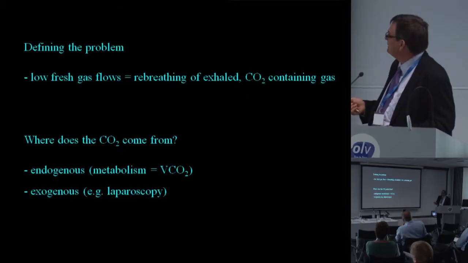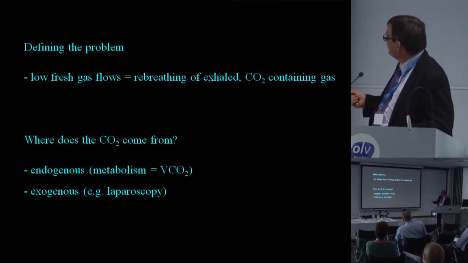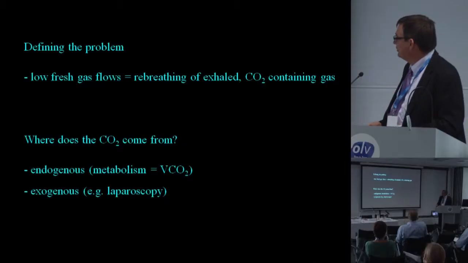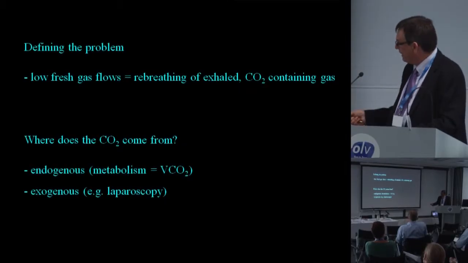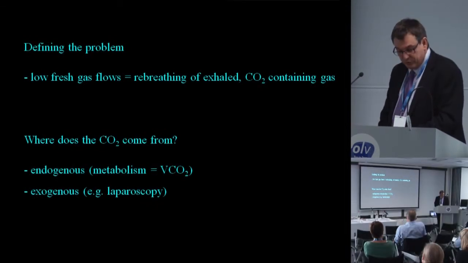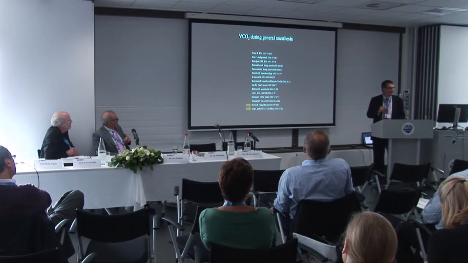What's the problem? Obviously, the lower the fresh gas flow, the more rebreathing there is in the circle breathing system, the more CO2 you will inhale, so the CO2 will rise. Where does the CO2 come from? Well, there are basically two sources, endogenous and exogenous: produced by the body and applied, for example, by the surgeon for a pneumoperitoneum. What's the CO2 production during general anesthesia?